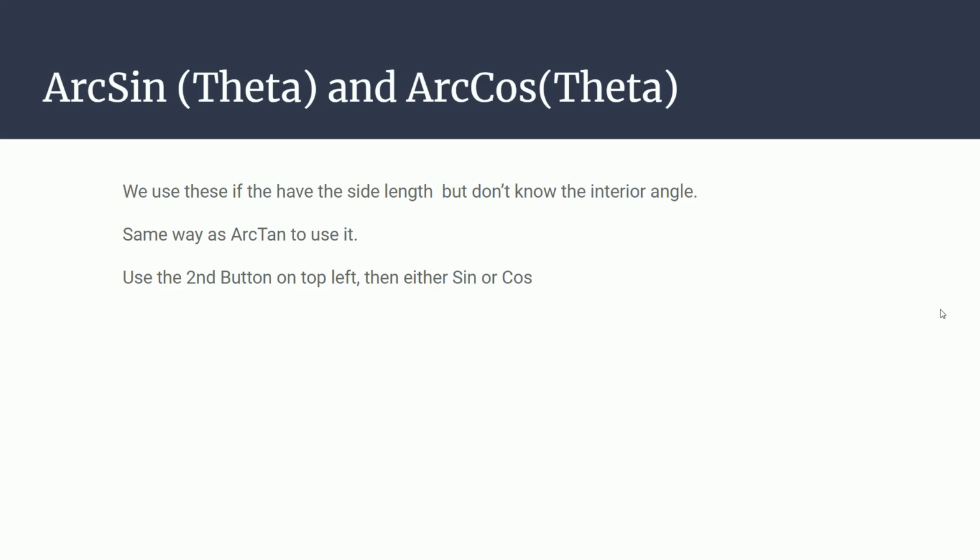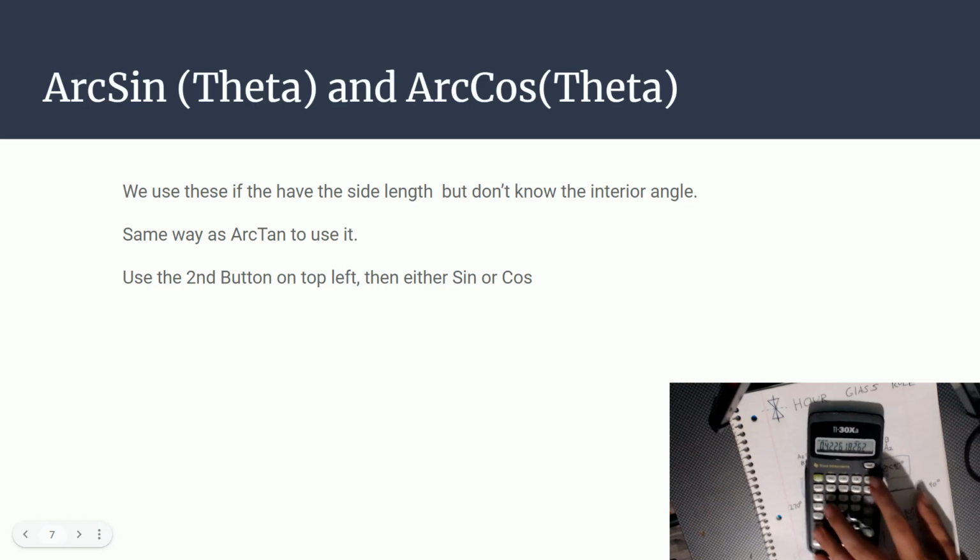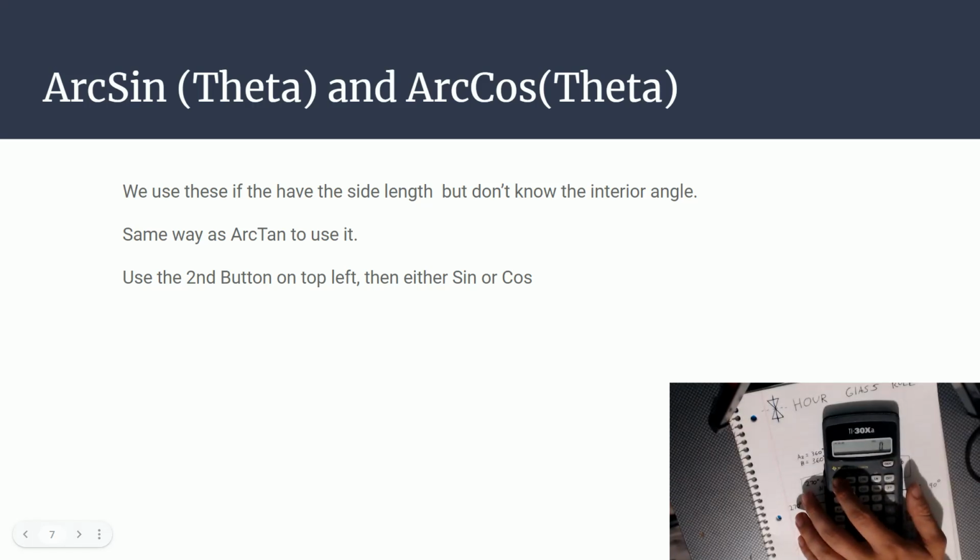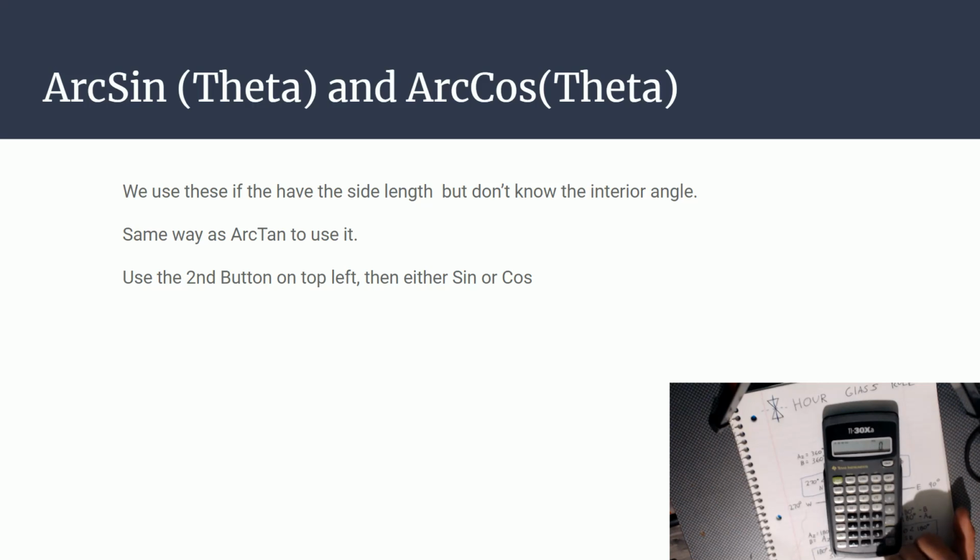Now let's talk about arctangent and arcsine, the inverses of sine and cosine. Let's just say if we have side lengths but we don't have an interior angle, we can use the inverse functions. All you have to do is press the second button and either sine or cosine, depending on what we're doing at that time.